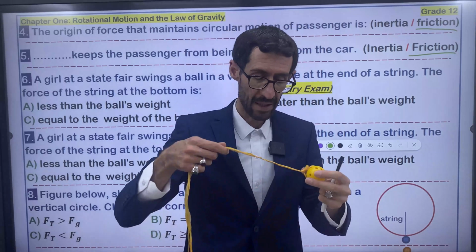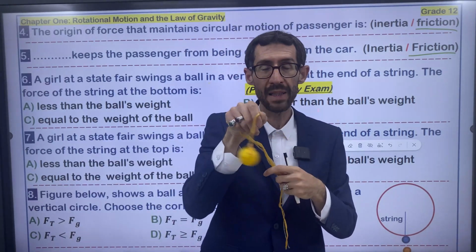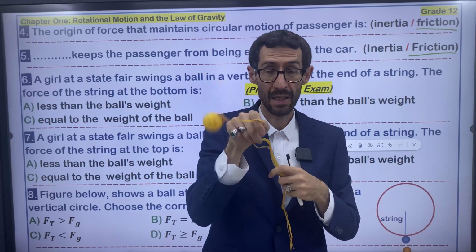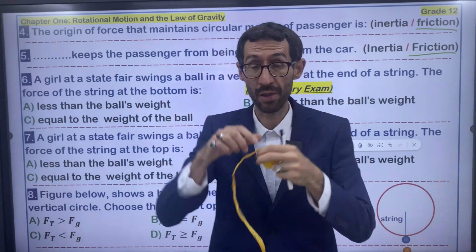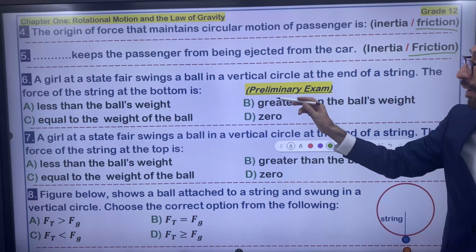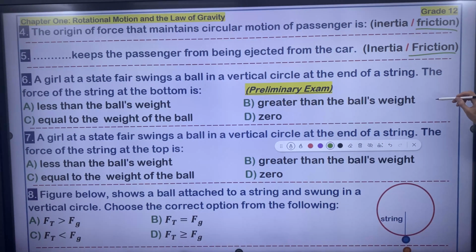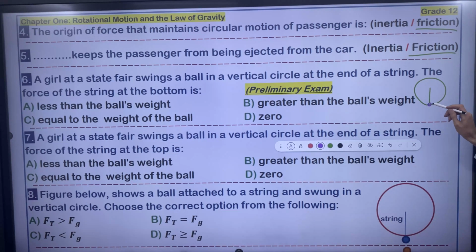There's a string and the girl swings the ball in a vertical circular track. It says at the bottom of the track. Let me draw it for you. There's a circular track, and the ball right now is located at the bottom of this circular track. Let me read the options.